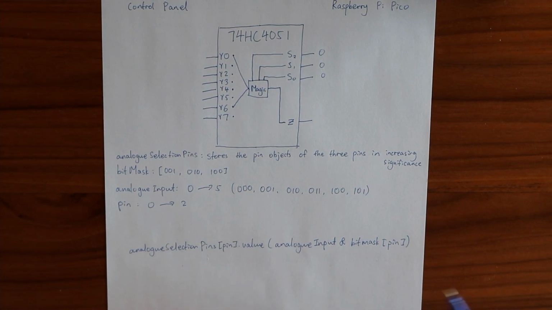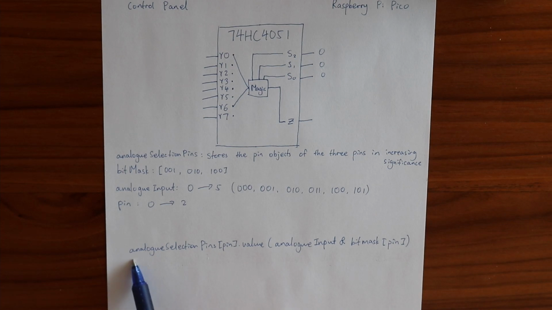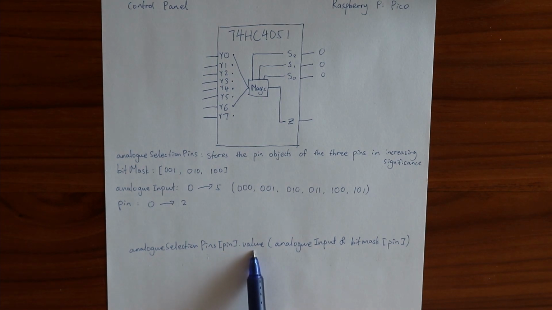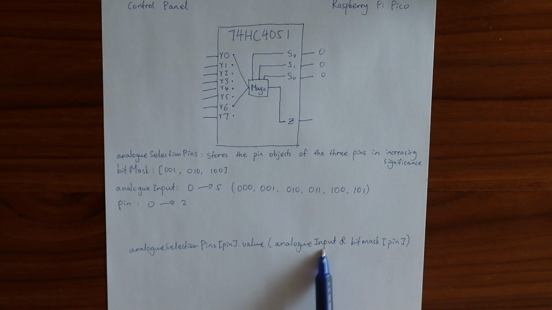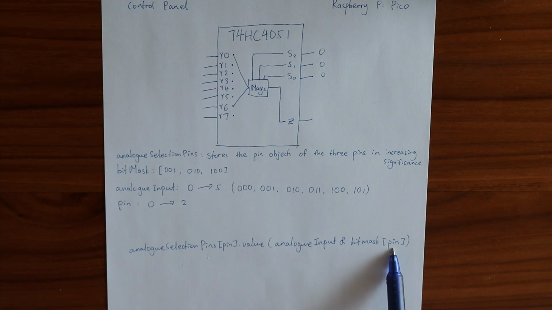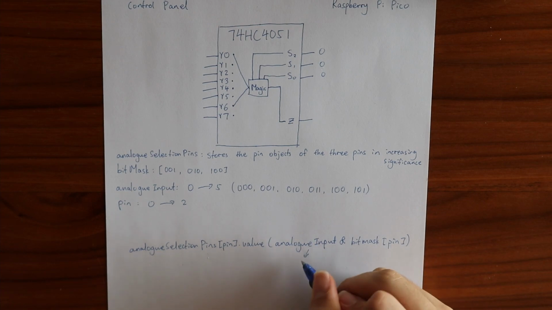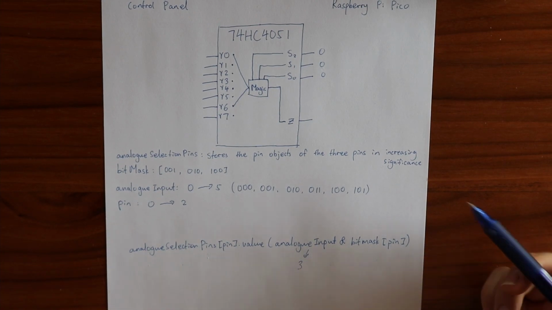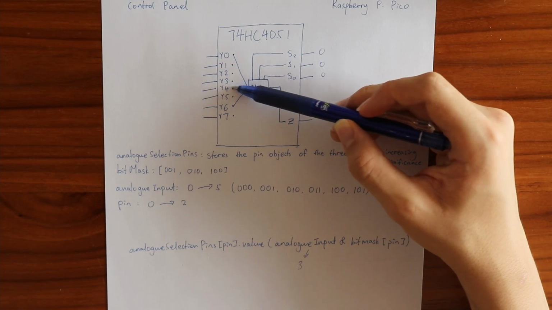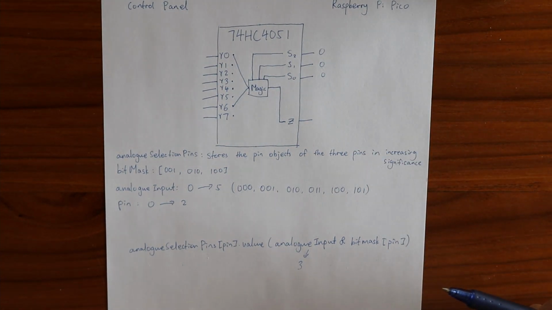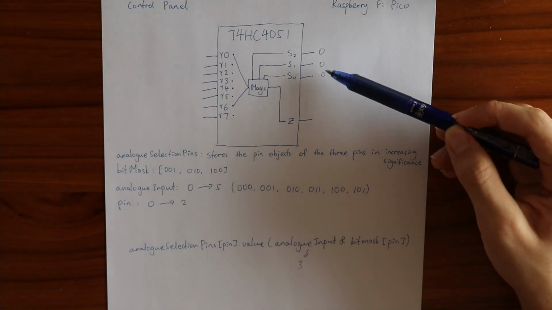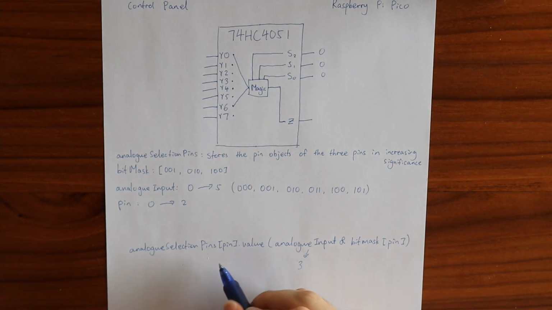So the line of code that actually does all the work is this line. Analog selection pins with the index of pin should have a value of analog input AND bitmask with the index of pin. To better understand how this line works, let's give some examples to the values of these variables. Let's say you're trying to reference analog input number 3, which is actually the 4th input, just labeled 3. And you're trying to set the 1's pin of that. So pin in this case would be 1.